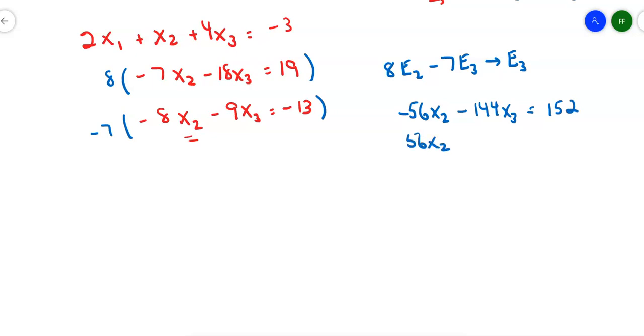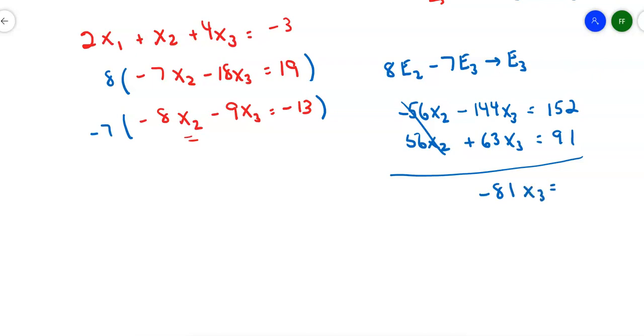Negative 7 times negative 9 is a positive 63x sub 3. And 13 times 7, I think, is 91. Yeah, and it turns out to be a positive. All right, let's add these two rows together. That goes away. 63 minus 144 gives me negative 81 x sub 3. And then on the other side, 243. So now what does my system look like?